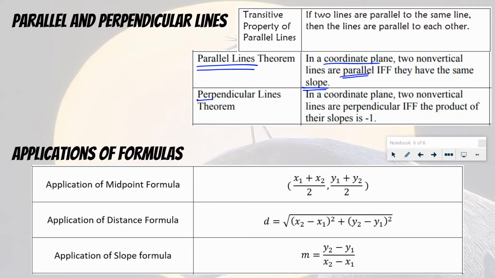And the same thing is true for perpendicular lines. That relationship is not as clear. They are perpendicular if the product of their slopes is -1. So if I take the slope of line A times the slope of line B, I should get -1. So if I can show that in a proof, that is confirming that these two lines would be perpendicular.